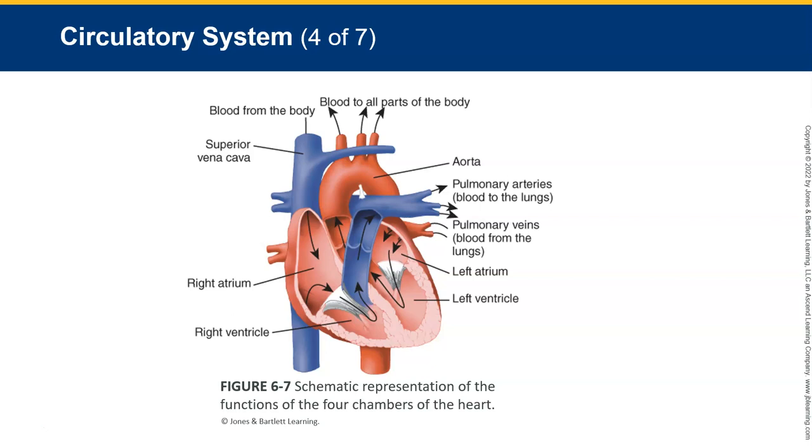As you see here, we have the heart, all the pieces to it. So blood from the body, blood to all parts of the body, pulmonary arteries, so the blood to the lungs, pulmonary veins. What happens is blood from the body comes through here. This is going to be our vena cava. Superior vena cava, hopefully you remember that. Superior is going to be top. Inferior vena cava is going to be bottom. Blood returns from the body into our vena cava, which goes into our right atrium. Here are those valves that we mentioned.